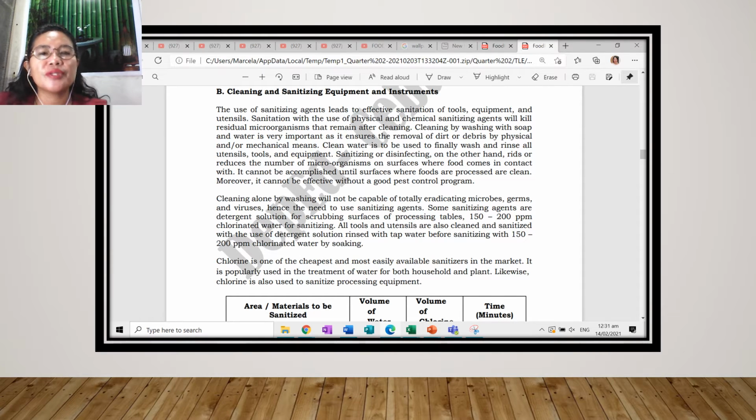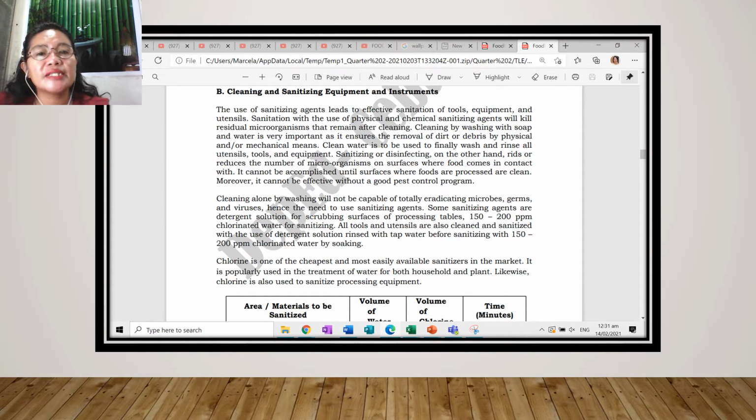Cleaning by washing with soap and water is very important, class, as it ensures the removal of dirt and debris by physical and/or chemical means. That is why, especially in our recent situation today, when coronavirus is very, very popular, we are going to bring alcohol every time. We're going to wash our hands, especially in our kitchen, so we do it also.